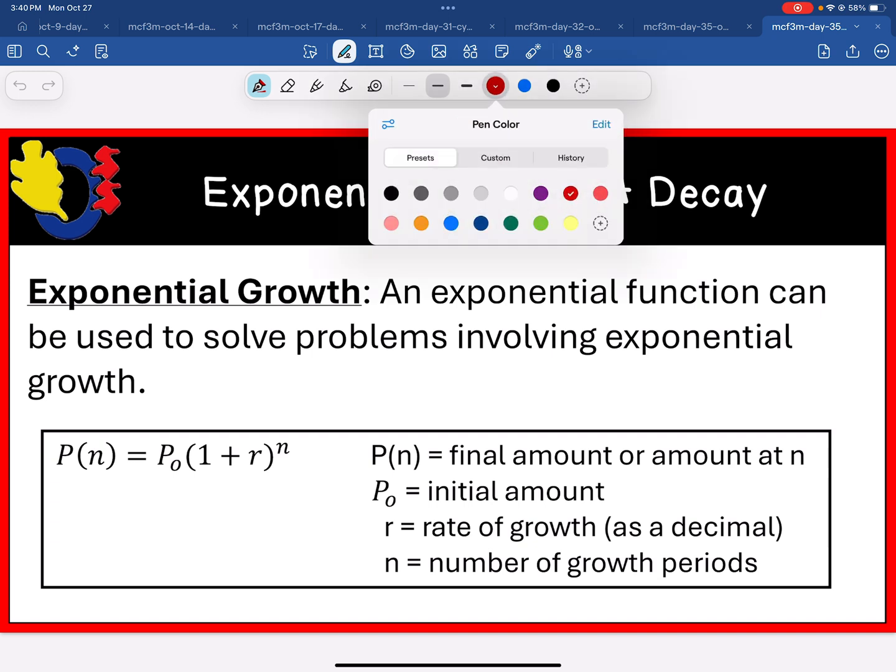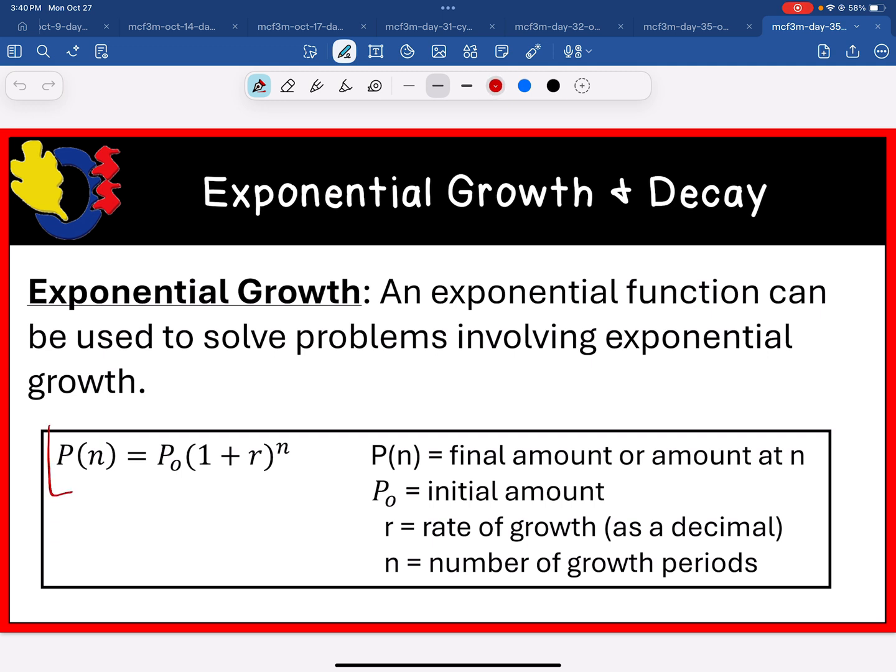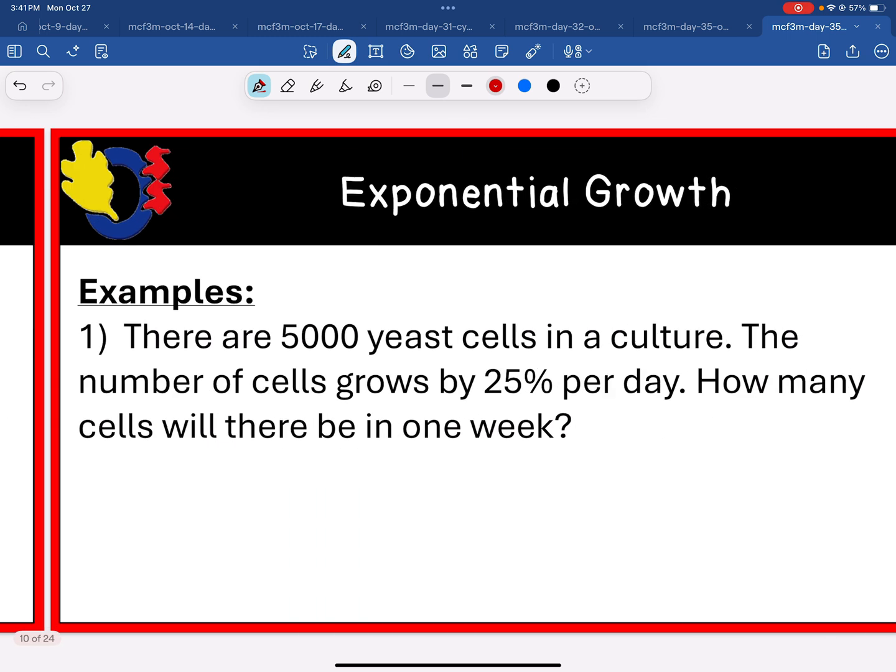So our formula is P at n, or P of n, is equal to P subscript 0, or P naught, times 1 plus r to the exponent n, where Pn is the final amount or amount at n, P subscript 0, or P naught, is the initial amount, r is the rate of growth as a decimal, and n is the number of growth periods.